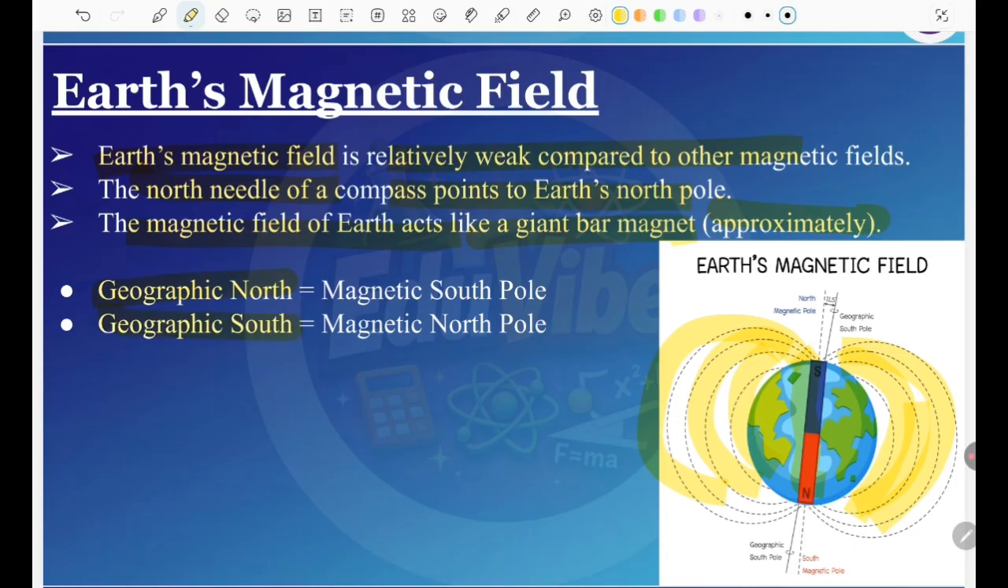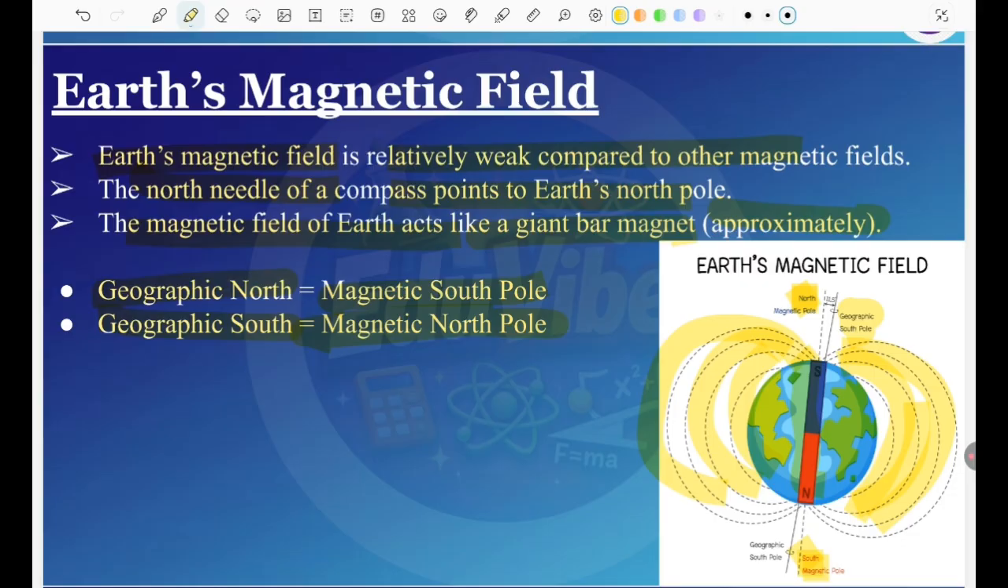geographic north is over there. This is geographic north. This is called the geographic south pole. This is a magnetic south pole. So geographic north is the magnetic south pole, and geographic south, which is this, is the magnetic north pole. So that's the reverse. Geographic north is magnetic south pole, geographic south is magnetic north pole.